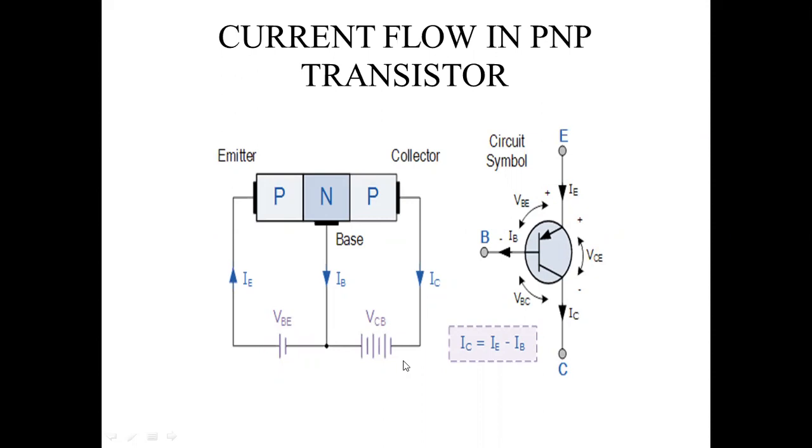Yes, negative we have given. So considering the emitter here now, P is there, so positive we have to give here. And for the base, negative we have to give. Considering this emitter and base voltage only, the current direction we have to do.